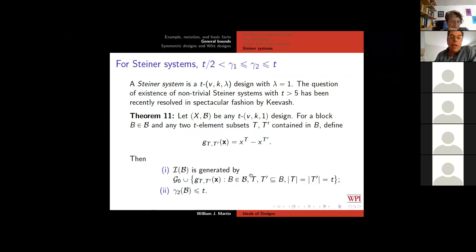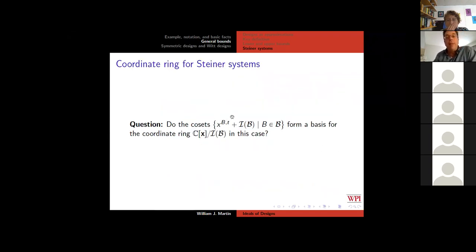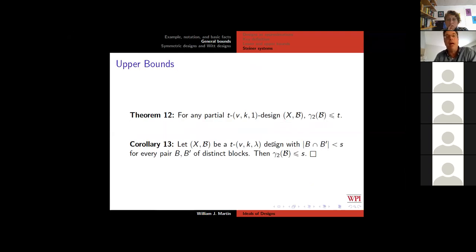So now we have a generating set, but we think that we can do better than t. For a Steiner system, we wonder whether these sums, this is the sum of all t-element monomials whose indices belong to capital B. We don't know if that's a basis for the coordinate ring. We'd like to find bases for the coordinate rings, and we do in many cases, but I won't spend time on that.